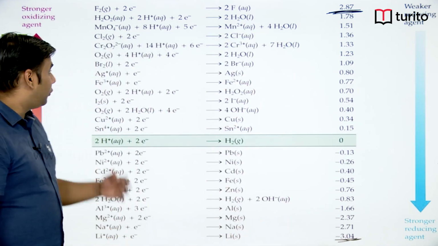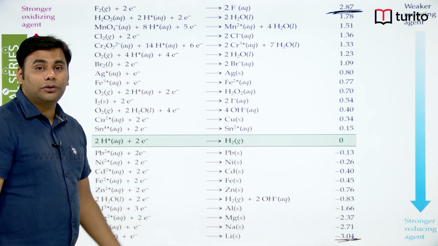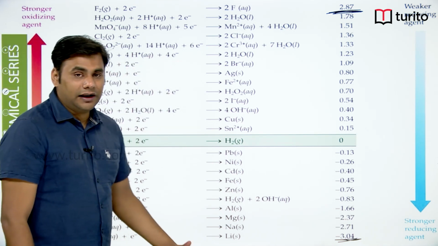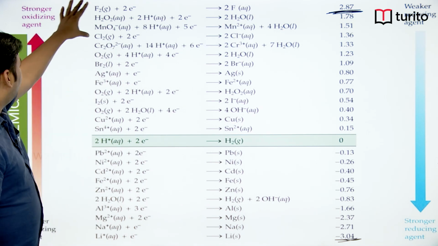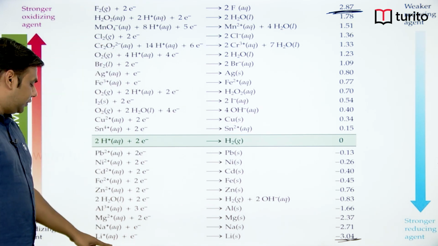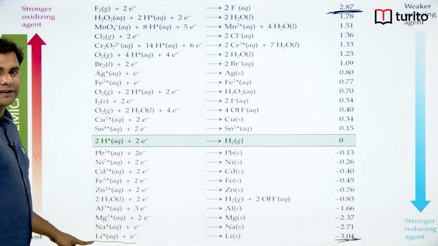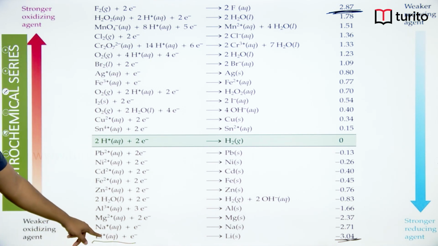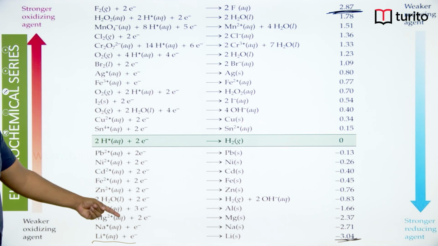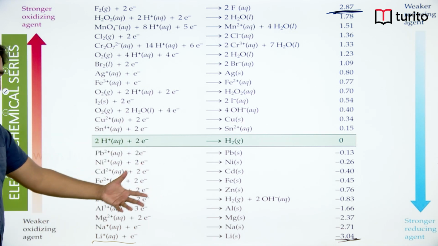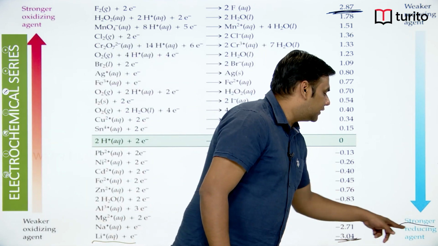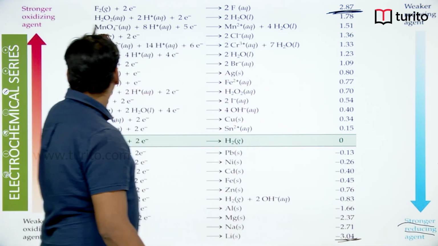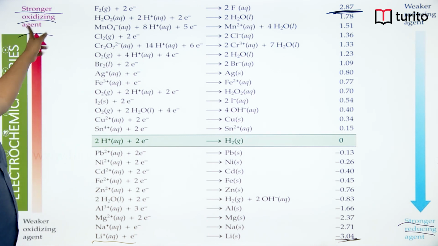The positive reduction potential means that the tendency to get reduced is very high, so it will act as an oxidizing agent. So this is a stronger oxidizing agent. For the others, the tendency to get reduced is very less, so their reduction is not spontaneous, so their oxidation would be spontaneous. So they would act as strong reducing agents. Hope this is clear to you, how we are writing this.